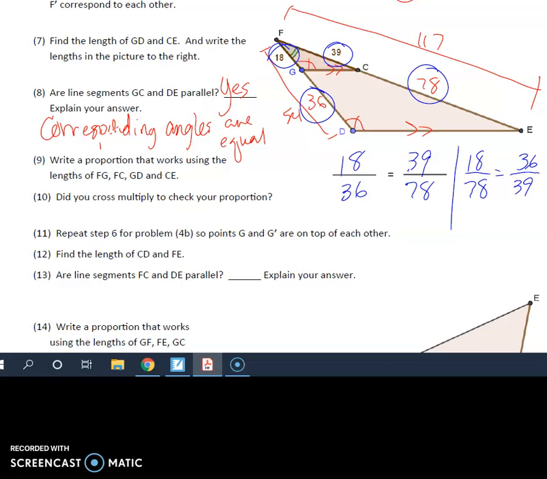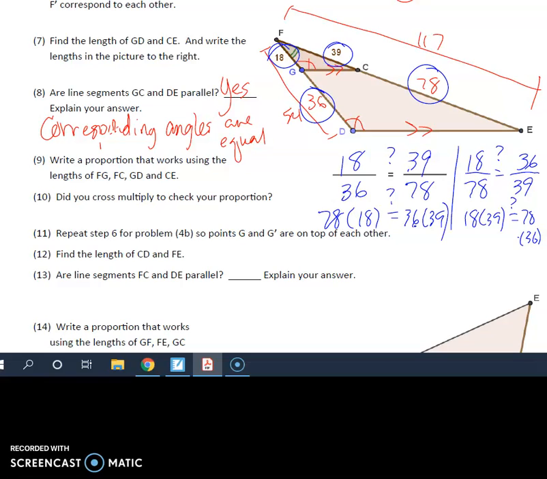I'm trying to be consistent. So if I cross multiply, again, check it, 78 times 18 and 36 times 39, check that pair. And then the other side, 18 times 39, I'll compare that to 78 times 36. Does it work or not? Does either pair work or not?